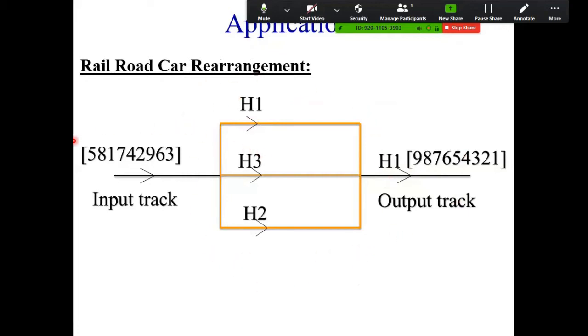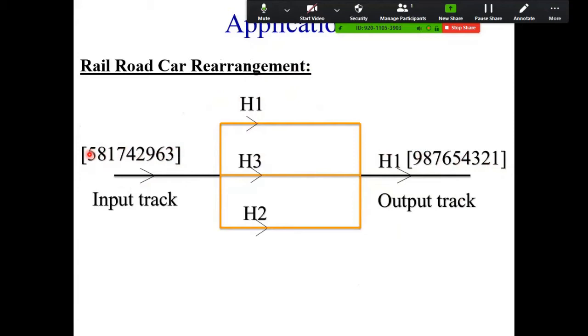So I have an input track. This is my input track. This is my output track. These are all my holding tracks. So I need to get the first car to the output. How do I get the first car to the output? Look at these cars. Cars are arranged in a random way. It is not in a sequence.